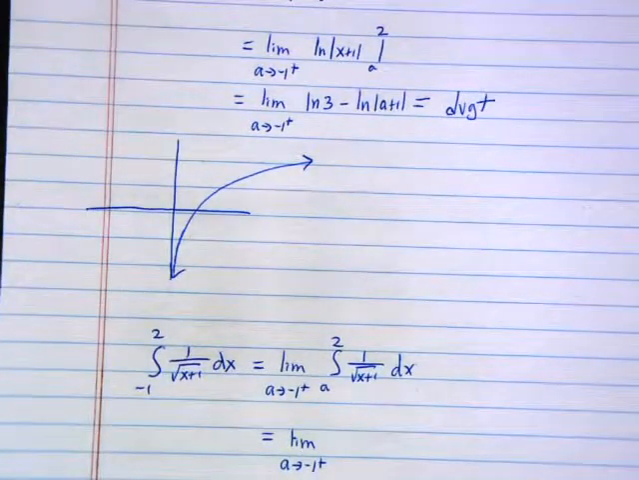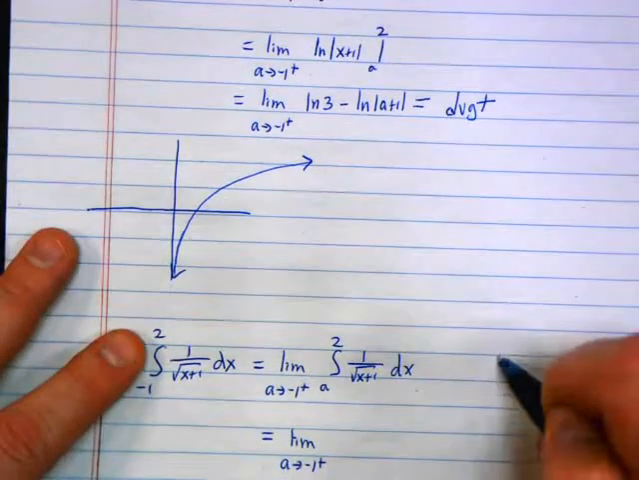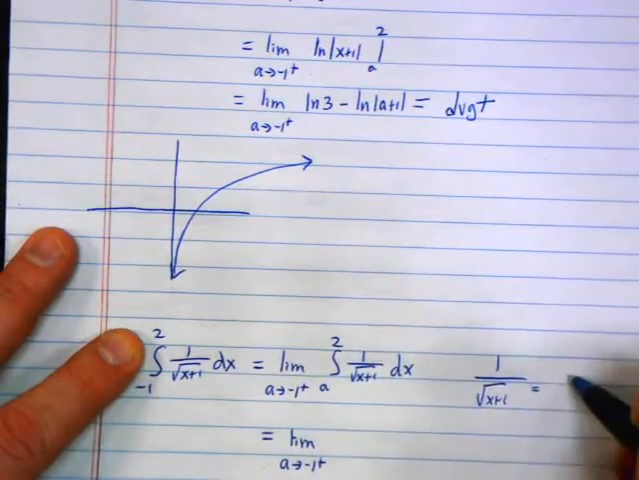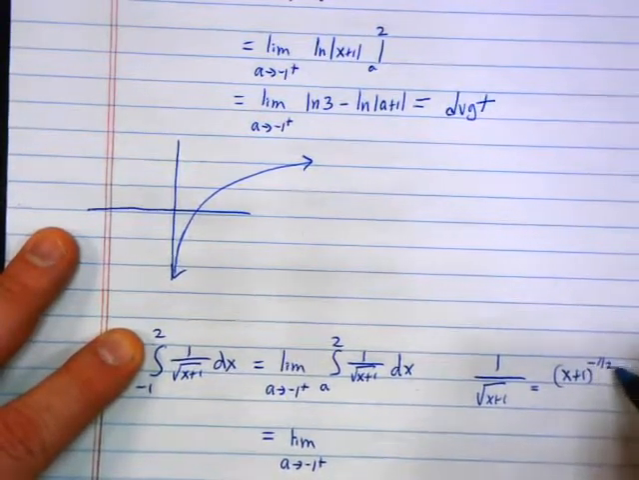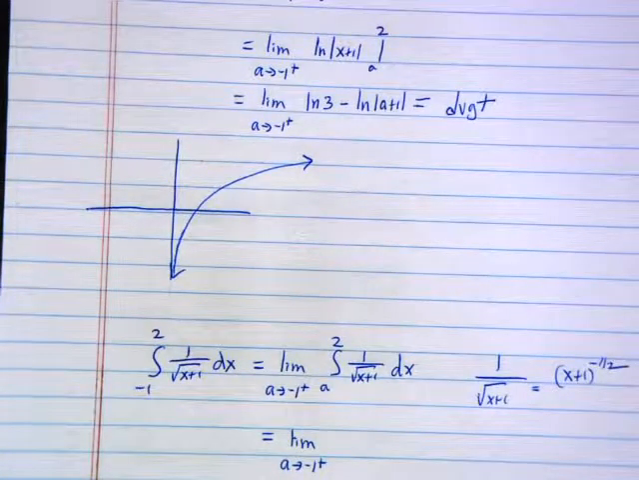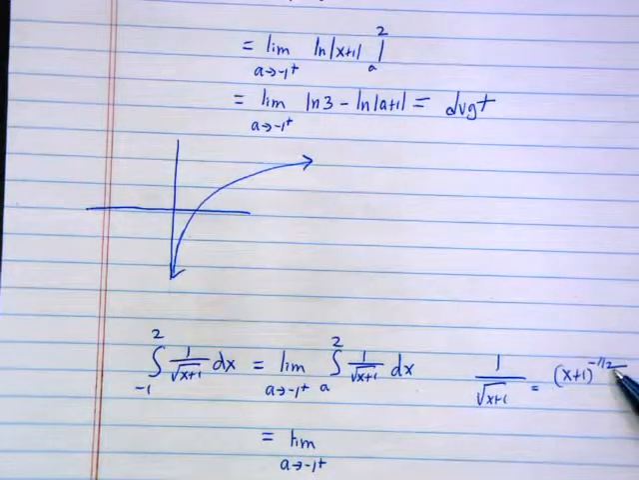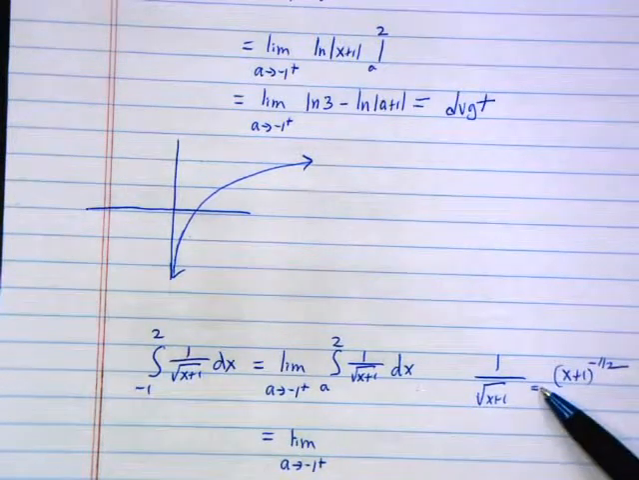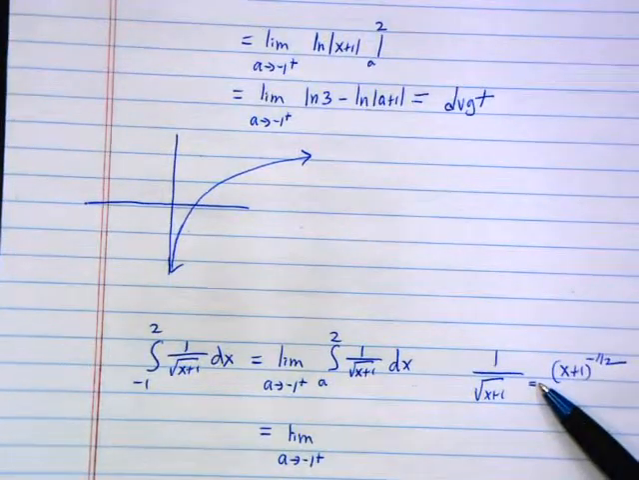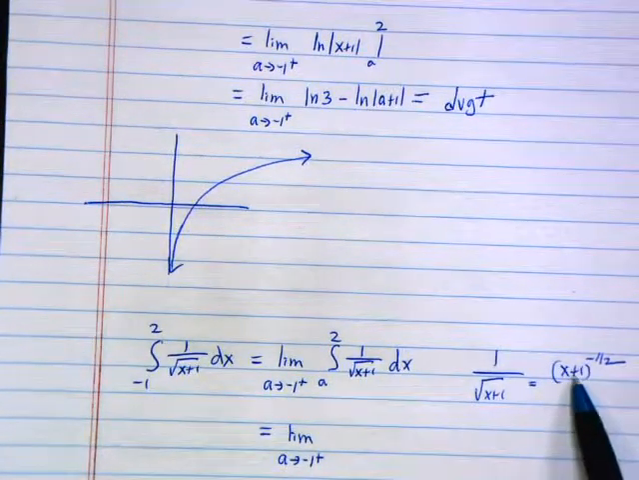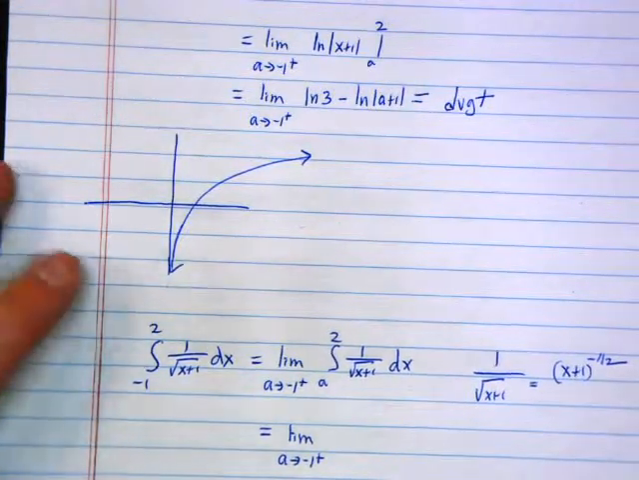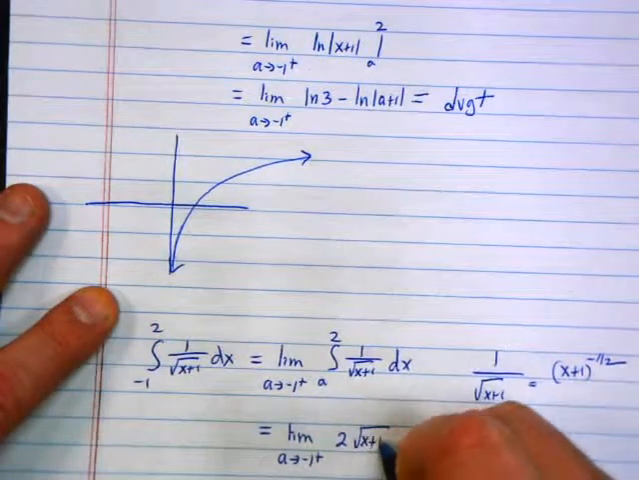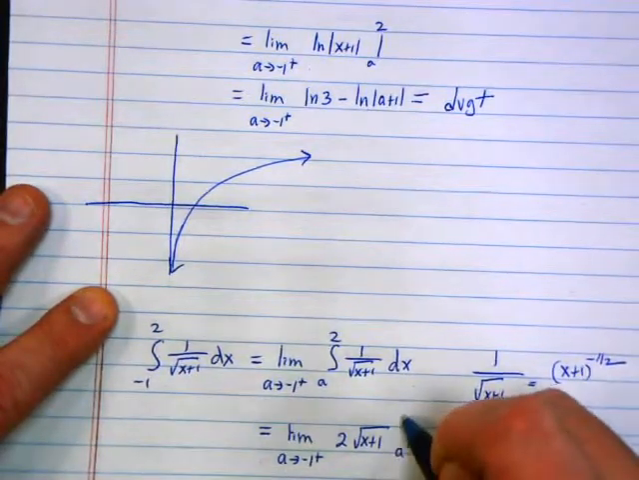What's the antiderivative of 1 over the square root of x plus 1? Think of this as x plus 1 to the negative 1/2. You're going to add 1 to your power. That's going to give you a 1/2. You're going to divide by your new power. That's going to give you a 2, isn't it? Divide by 1/2. Technically, you're doing a u substitution. u is x plus 1, but du is dx. It works out perfectly. So this is 2 square root of x plus 1, evaluated at a and 2.